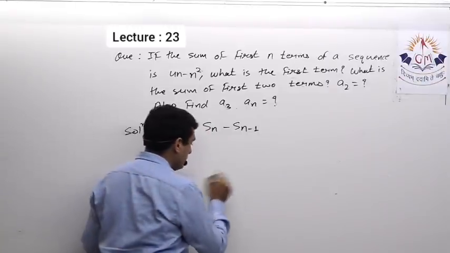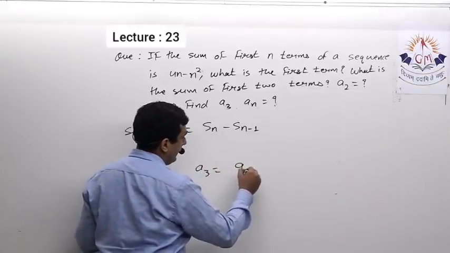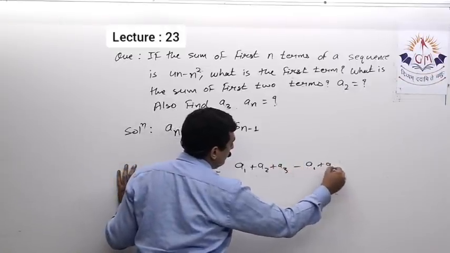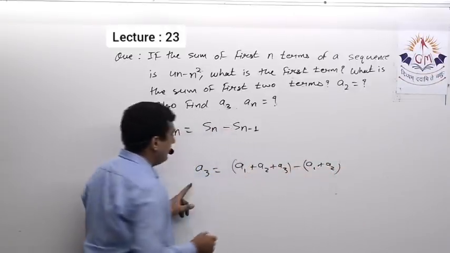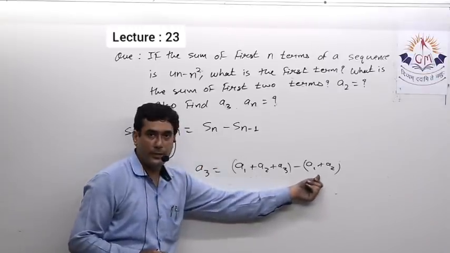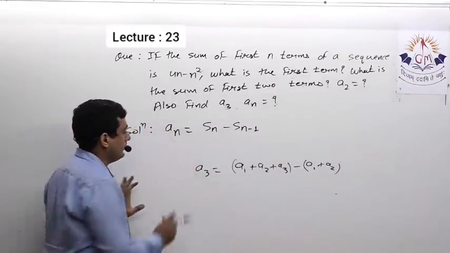As I told you, just to get the value of a3, I can say a1 plus a2 plus a3 minus a1 plus a2. So to get the value of a(n), this is S(n) minus S(n-1): sum of 3 terms minus sum of 2 terms, so I will get the third term.